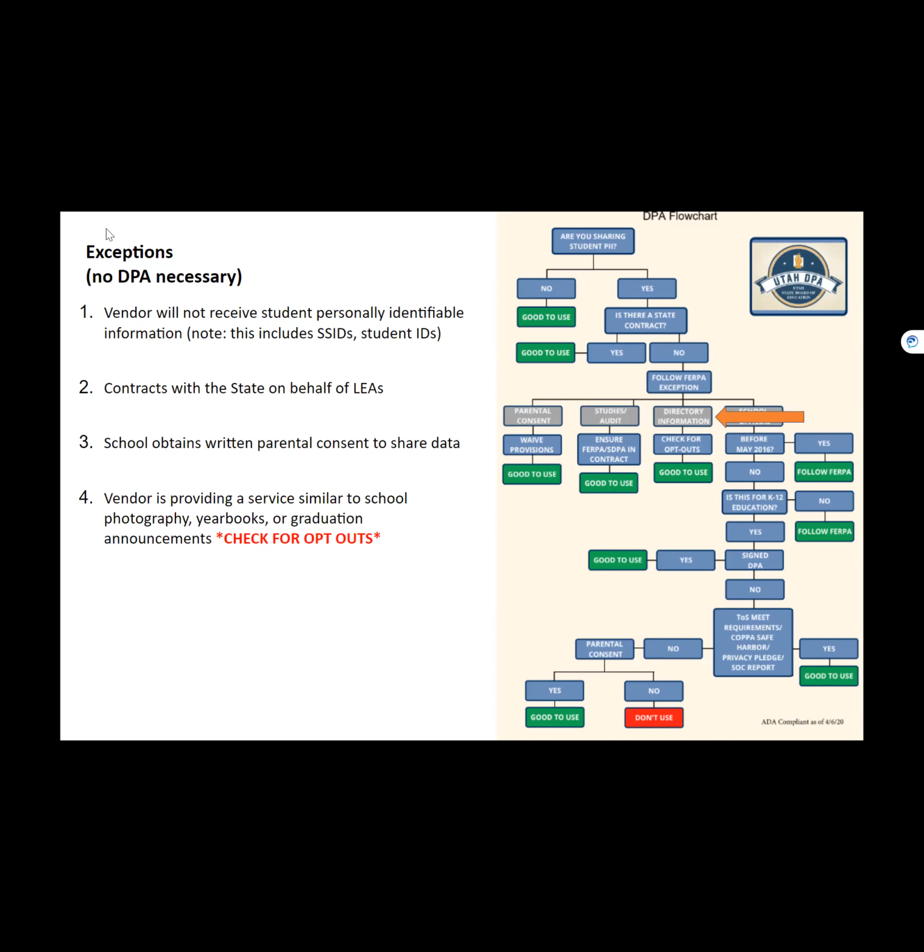If the vendor is providing a service similar to school photography, yearbooks, or graduation announcements, that falls under directory information. Now, one thing that we want to reiterate here is directory information does not mean that you can just share everything because it's available. You have to go through those reports that the kids have and check for those opt-outs. You can't share it unless you have that permission. So there are those opt-outs that are involved in directory information.